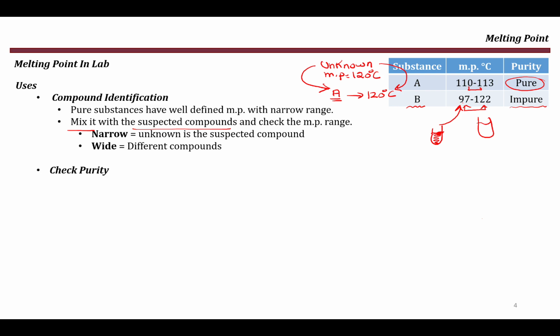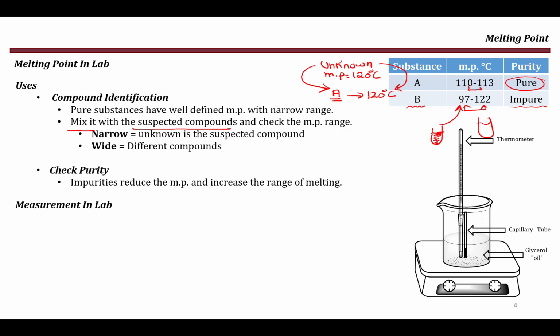The second use for melting point measurements is to check the purity of a compound. So usually, as I said before, impurities reduce the melting point and increase the range of melting. So whenever we determine the melting point of a certain compound and we notice that there is a wide range, this means that our compound is impure and it should be purified. How do we measure melting points in an organic chemistry lab?